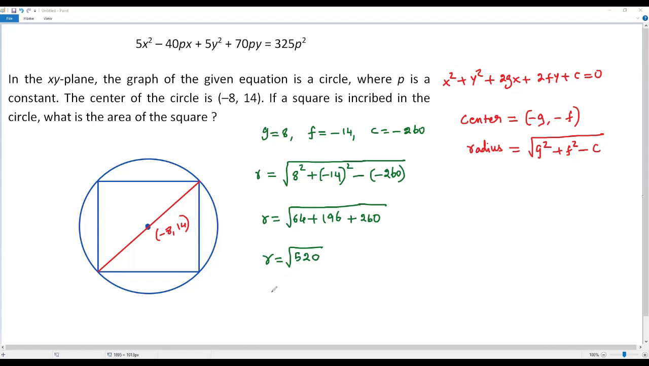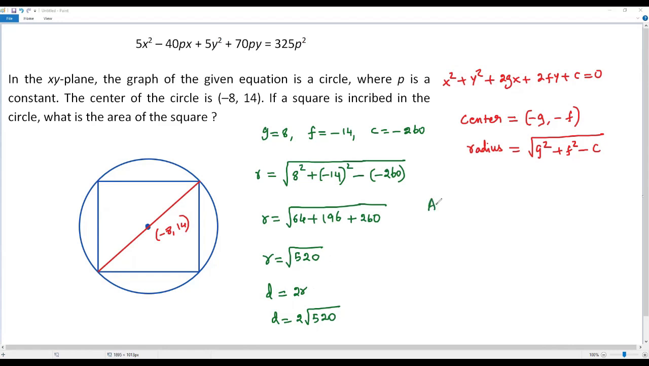Now let's find the diameter of the circle. That is, the diameter of the circle is equal to 2 times the radius. Then we get d equals 2 times the square root of 520. Here I got the diameter of the circle. So the diameter of the circle is the length of the diagonal of the square.